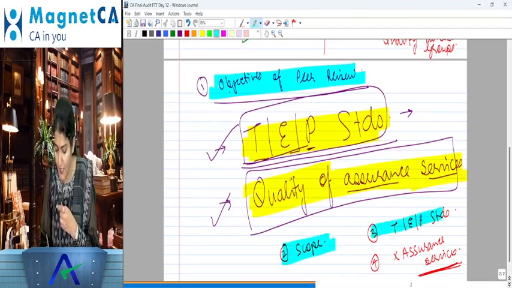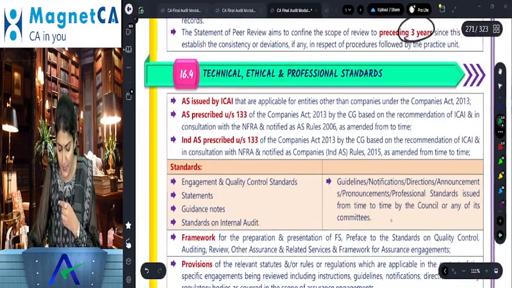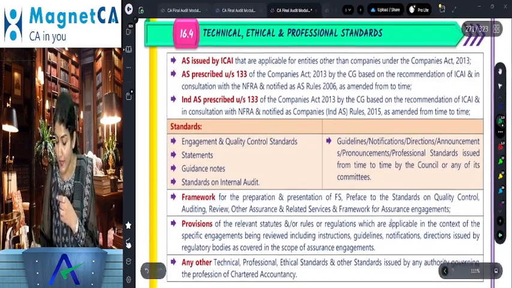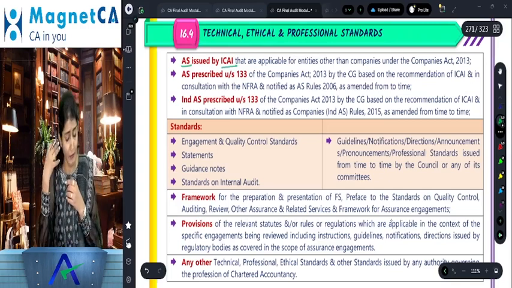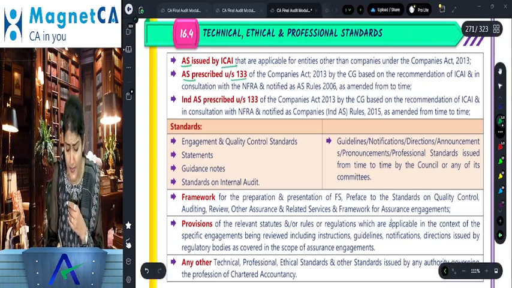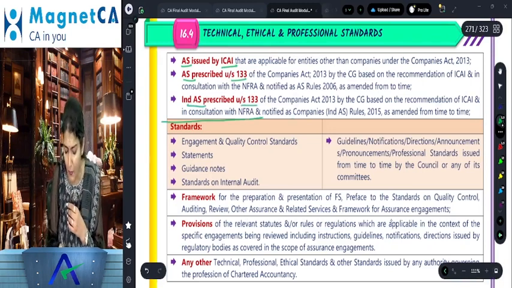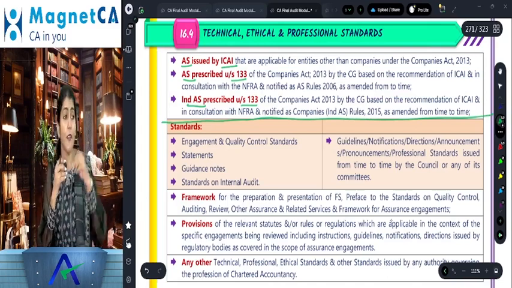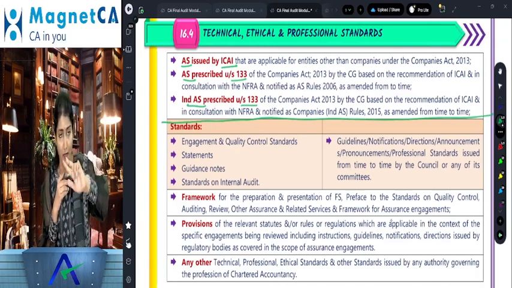Then the third question I have is, what do you mean by the technical, ethical and professional standards? So what is meant by technical, ethical, professional standards? Accounting standards issued by the ICAI. Accounting standards prescribed under 133. Then Ind AS prescribed under 133. So there are 3 varieties of the AS: AS issued by ICAI, AS issued under 133 and the Ind AS issued under 133.